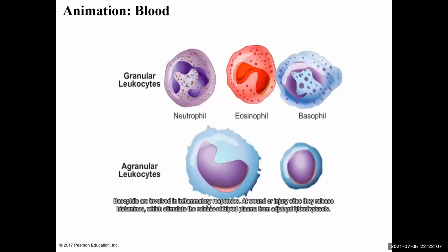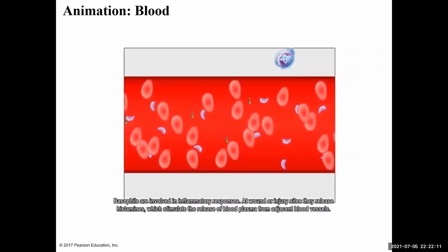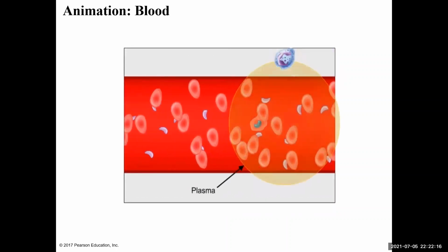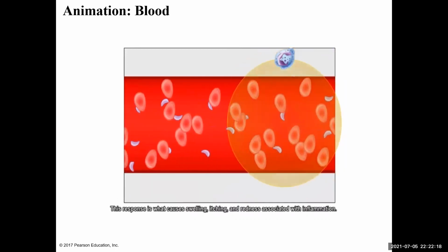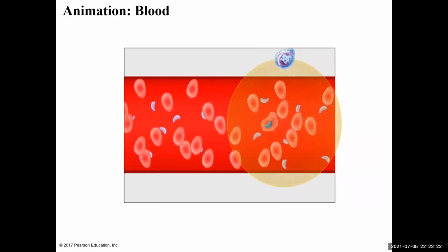Basophils are involved in inflammatory responses. At wound or injury sites, they release histamines, which stimulate the release of blood plasma from adjacent blood vessels. This response is what causes swelling, itching, and redness associated with inflammation.